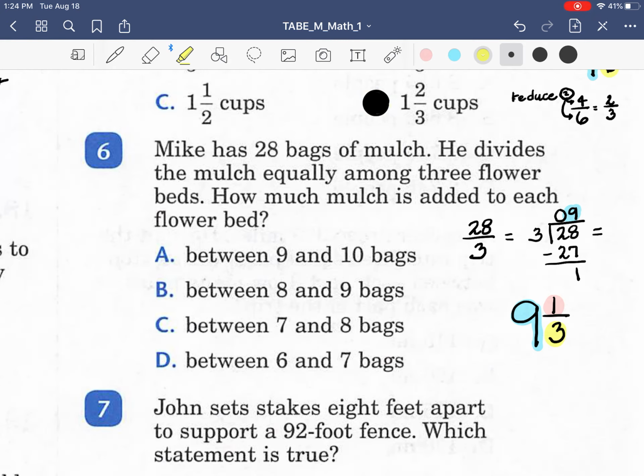How much mulch is added to each flower bed? Well, it's more than 9, but less than 10. Nine 1/3 is between 9 and 10 bags. So the answer to number 6 is A. Between 9 and 10 bags.